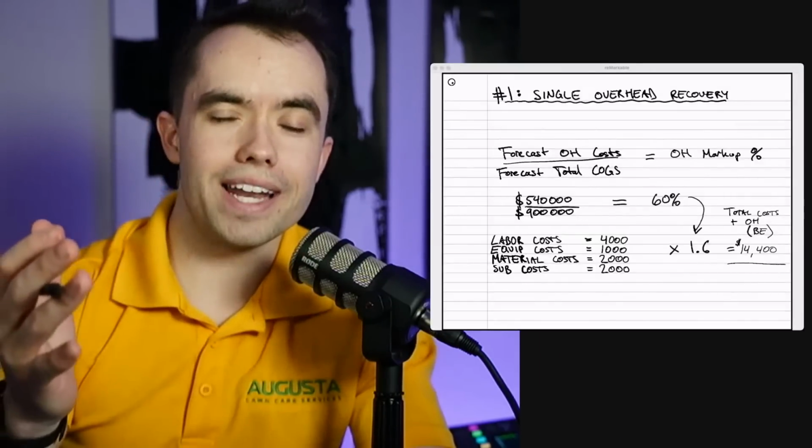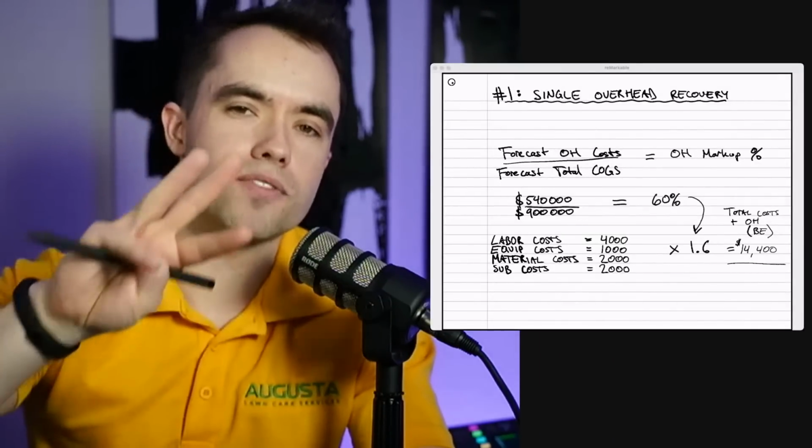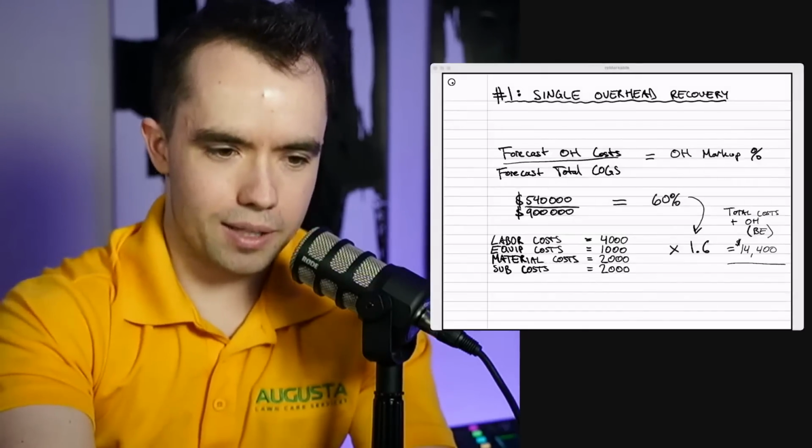I'm going to pull up the whiteboard, i.e. on my reMarkable tablet right here. And we're going to go through the 3 different types of overhead recovery. Now, before we jump into it, we really need to establish what exactly overhead is in the business. So let's pull this up, and I'm going to make it a little bit bigger so you all can see.